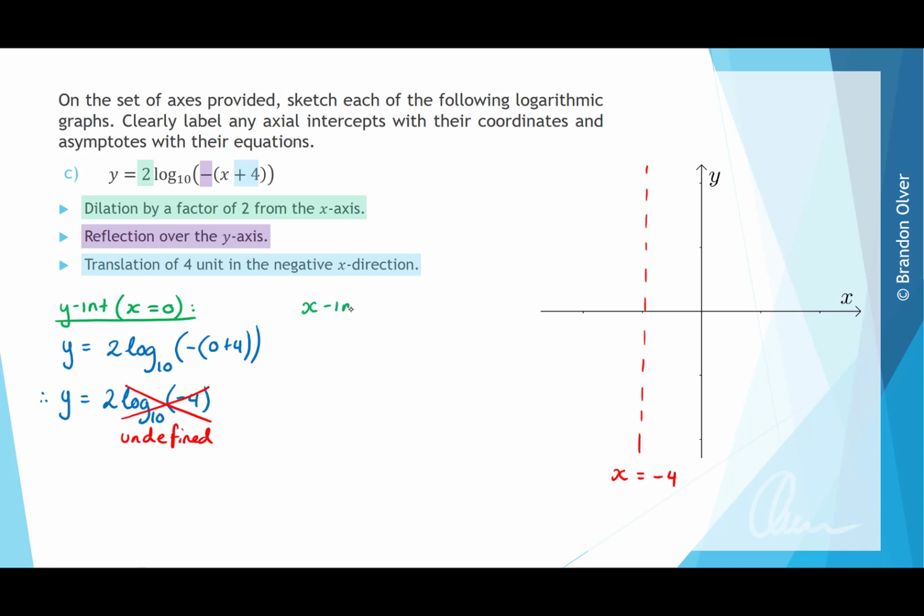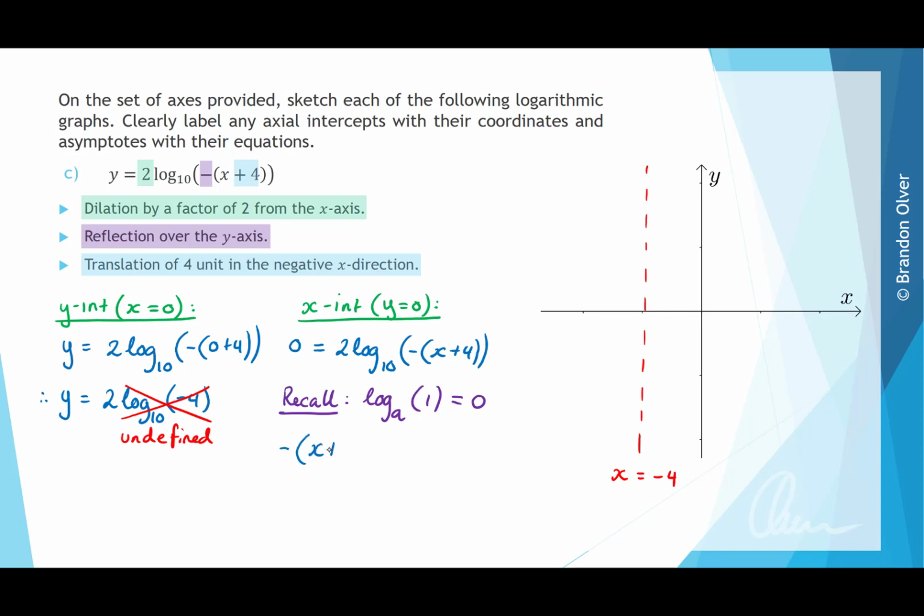Next up, we can find the x-intercept, which occurs when y equals 0 in our rule. So this gives us 0 is equal to 2 times log 10 of negative x plus 4. And to solve this efficiently, we need to recall that log a of 1 is equal to 0. Therefore, for the equation above to equal 0, we simply need negative x plus 4 to equal 1. Therefore, solving that equation for x gives x equals negative 5.